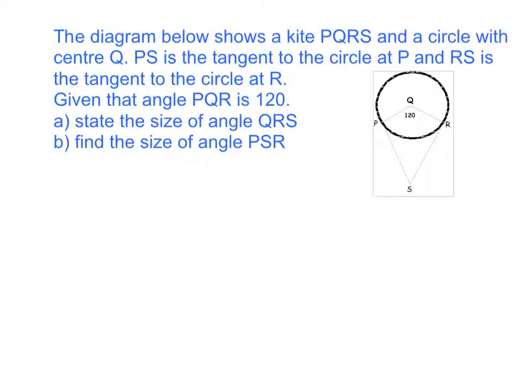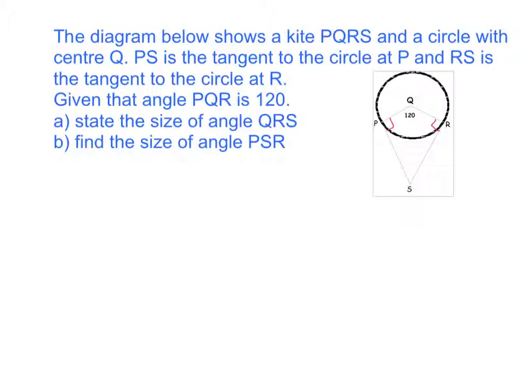Now, we're given a diagram which shows a kite, PQRS, and a circle where Q is the centre. PS is a tangent to the circle at P, and RS is a tangent to the circle at R. Now, what this means is when PS is a tangent to the circle, where the tangent meets the radius at the circumference, we know that's a right angle. So the same will happen at R. That's one of the rules that we know about circles.